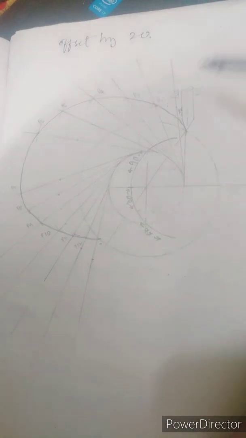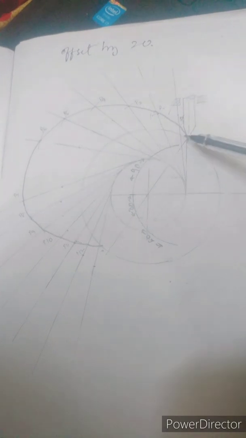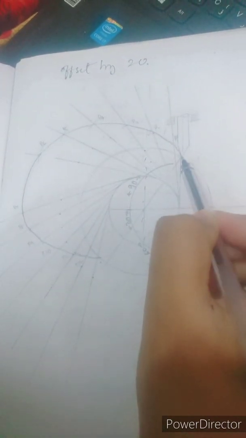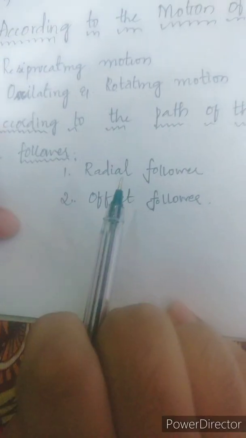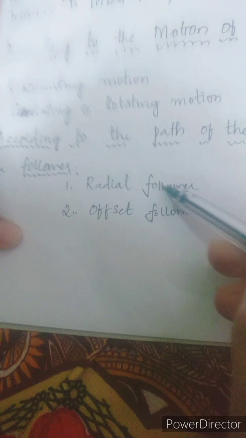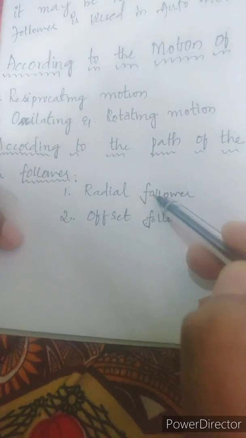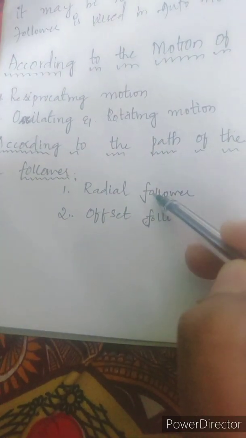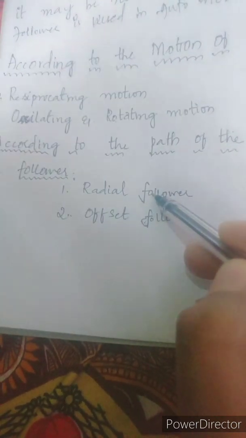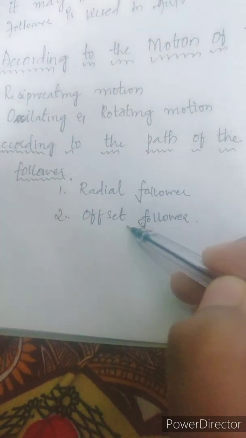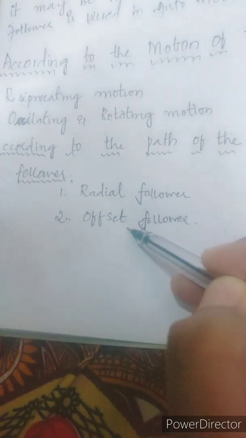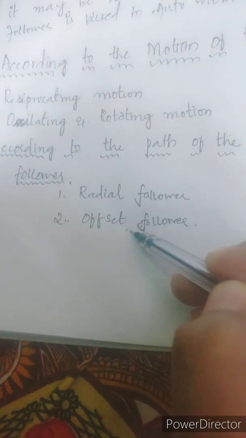Now you will see over here it is offset by 20. It is not on the axis, it is away from the axis. This is called the offset follower. It is offset by 20 centimeters. Hope you got the differences between the radial follower and the offset follower. A radial follower is when the motion of the follower is along the axis passing through the center, but in an offset follower, the motion of the follower axis is away from the cam axis, and that is called an offset follower.